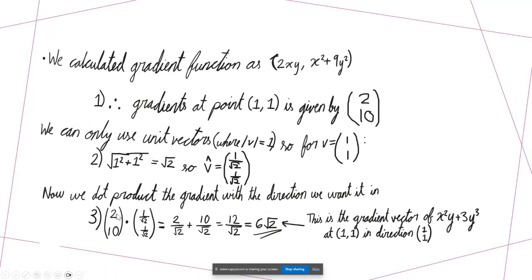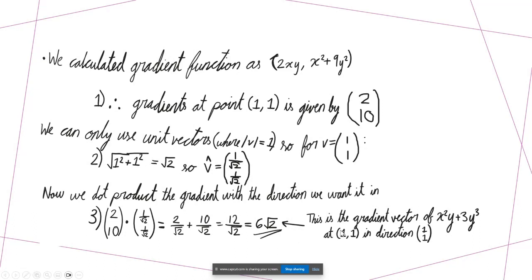So we dot product 2, 10 with 1 over root 2, 1 over root 2. And that gives us 2 multiplied by 1 over root 2, which is 2 over root 2, and then 10 multiplied by 1 over root 2 gives us 10 over root 2. We add these together as we do with the dot product, and we get 12 over root 2, which I've rationalized and simplified to 6 root 2.